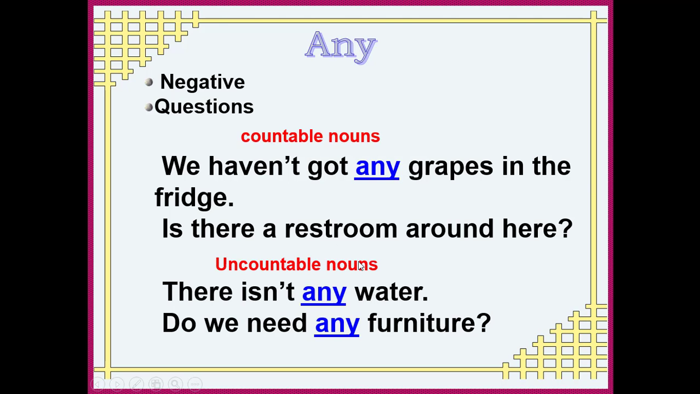Uncountable nouns, for example, there isn't any water. Also, again, it's negative. Do we need any furniture? Question. So, my dear, again, we use any with the negative and the question, as in these examples. There isn't any water. Do you need any furniture? Well done.